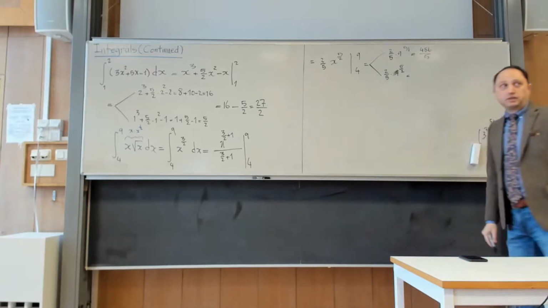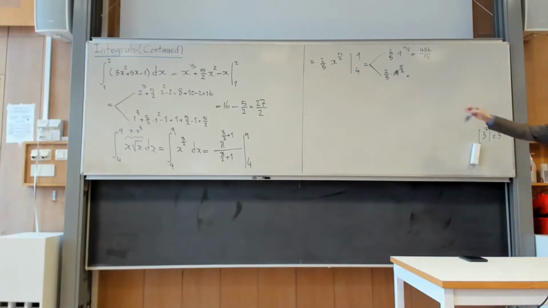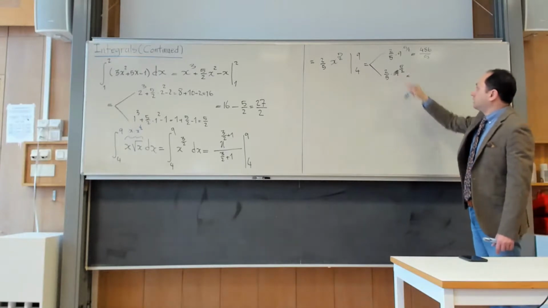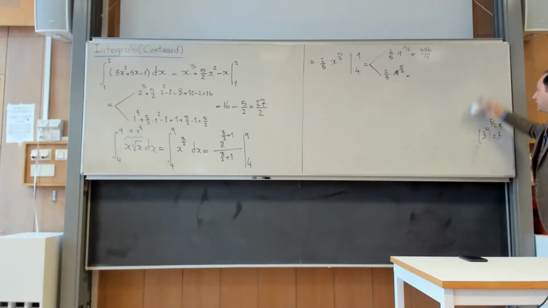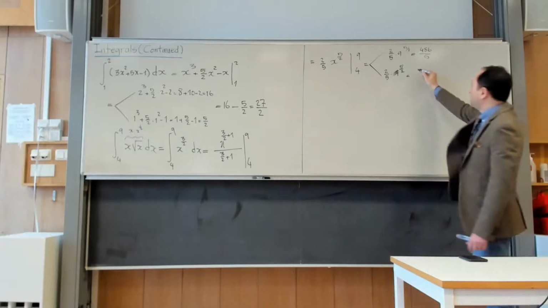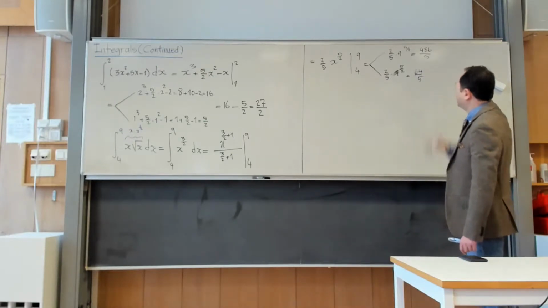That's the number. And then you go here. You do the same trick. 4 to the power of 5/2 is how much? It is 2 to the power of 2, to the power of 5/2, the same reason. So this becomes 2 to the power of 5, which is 32. So this becomes 64/5. Yes?